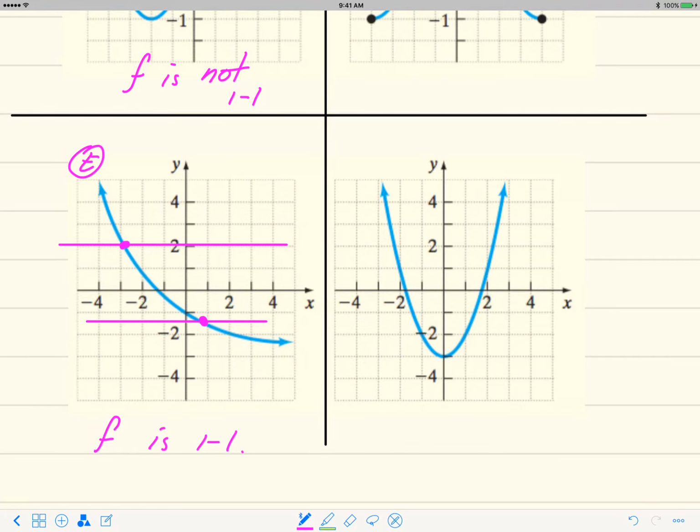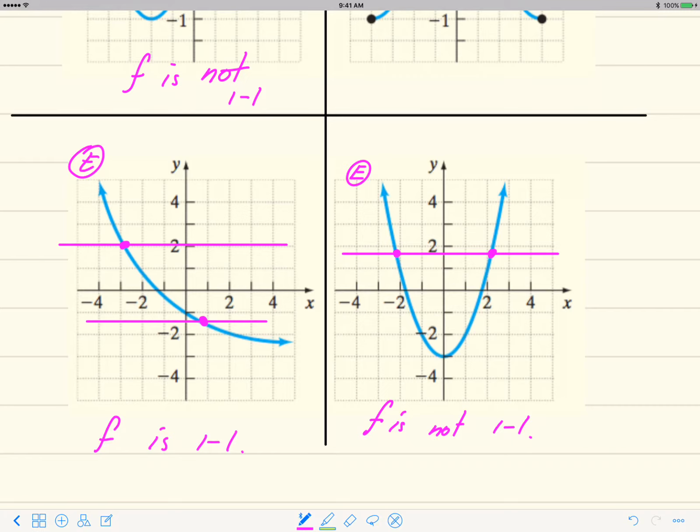In this next example, again, I could draw a line like this and show that it intersects the graph twice, more than once, and so again here f is not one-to-one. Okay? So if you have the graph, the horizontal line test gives you a really easy way to figure out if the function is one-to-one or not.